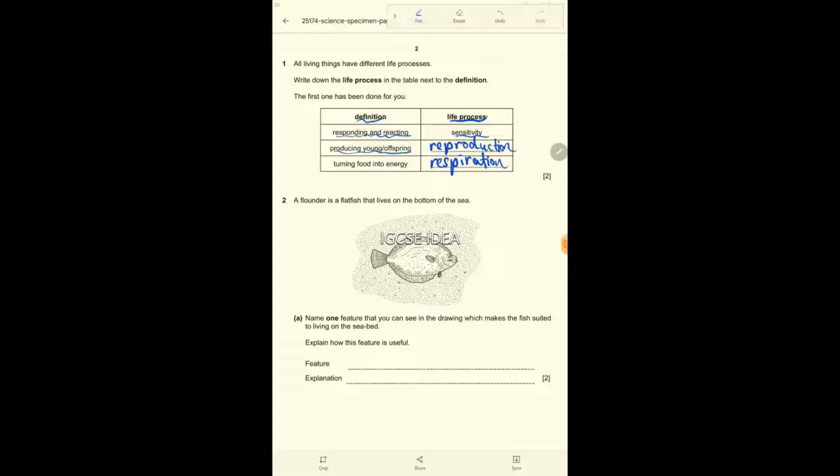A flounder is a flat fish that lives in the bottom of the sea. Name one feature that you can see in the drawing which makes this fish suited to living on the seabed. Okay, the drawing has got many features. Its mottled skin is for camouflage, and its eyes on the top is for hiding from predators. And finally, it's flat. Okay, so feature is flat.